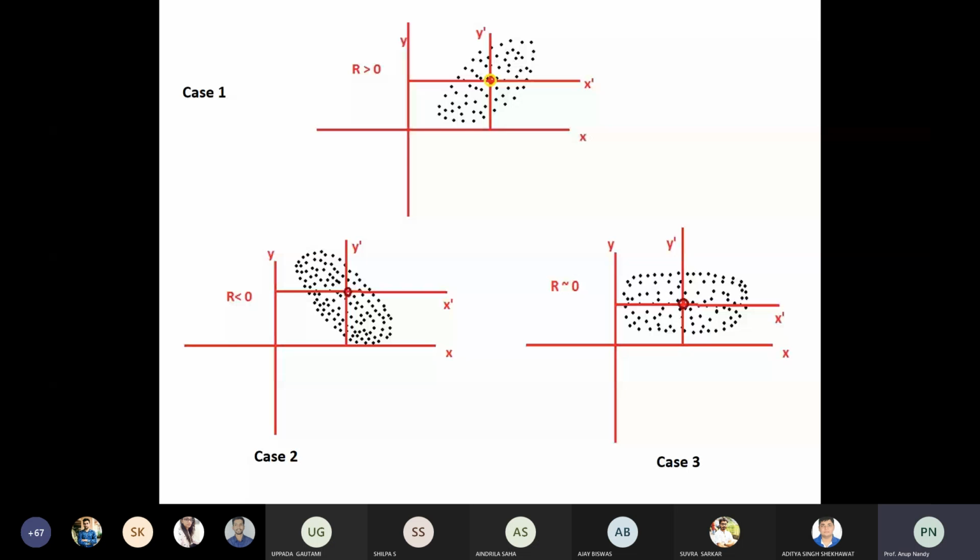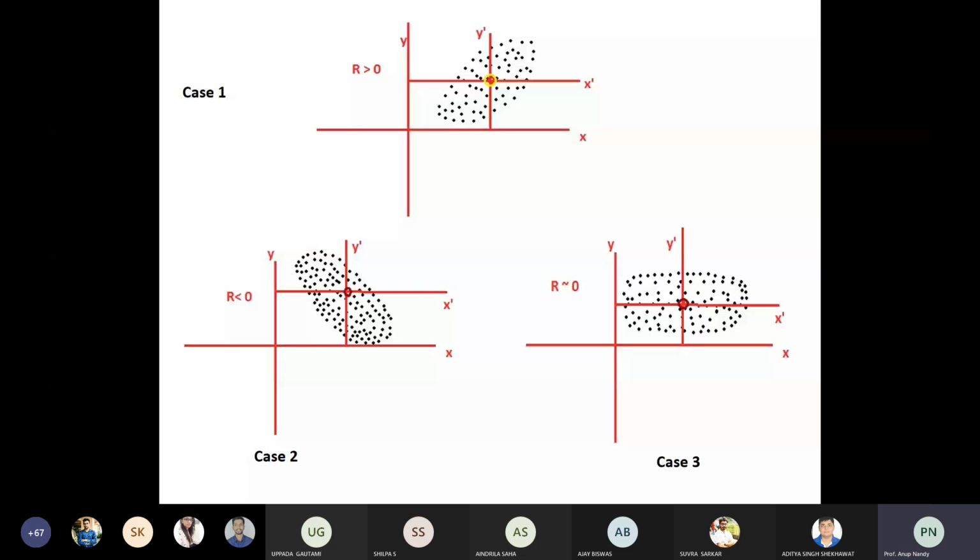So you have the mean of all these x values. This point is x bar comma y bar, because x bar is equal to 1 by n, summation from i equals 1 to n of xi, and y bar is equal to 1 by n, summation from i equals 1 to n of yi.